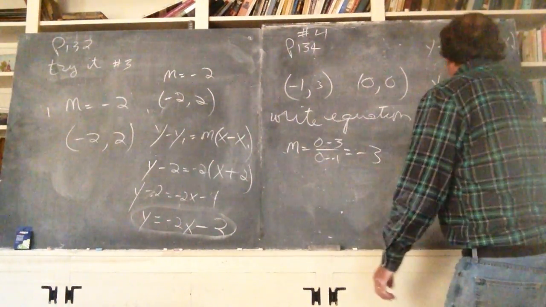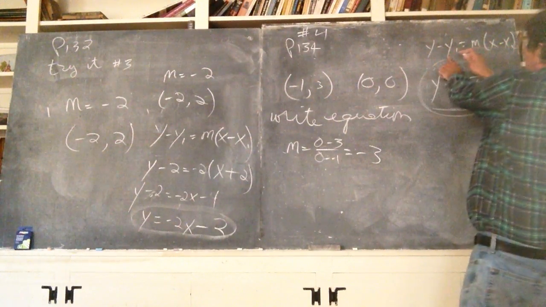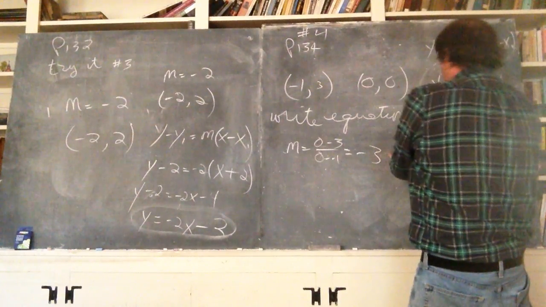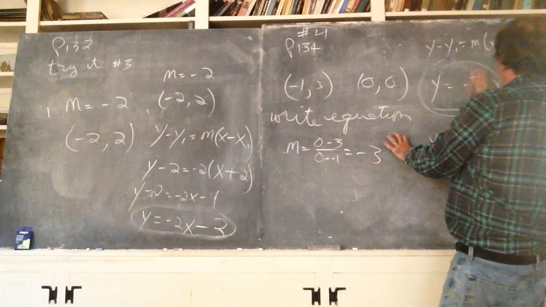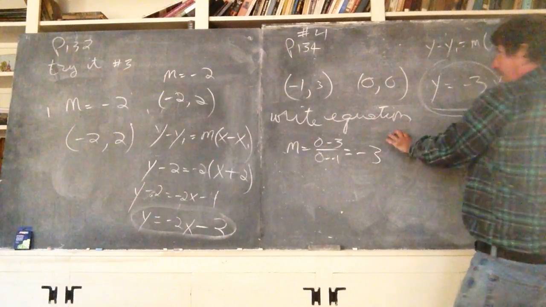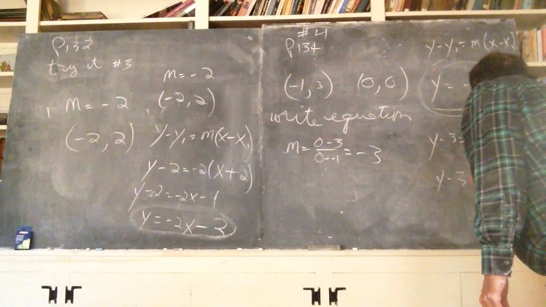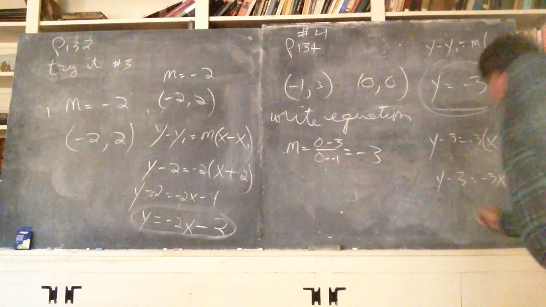Just so that you know, this is what we got, and we're going to get this again when we use the other point in the point slope form. I'm going to put a 3 in there and a negative 1, and we'll get this exact thing. Y minus 3 equals negative 3, the slope, right, times x minus negative 1, x plus 1. Y minus 3 equals negative 3x minus 3. Add 3 to both sides.